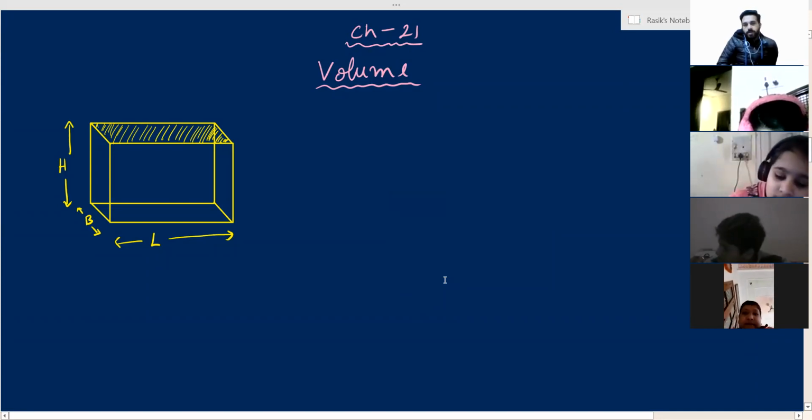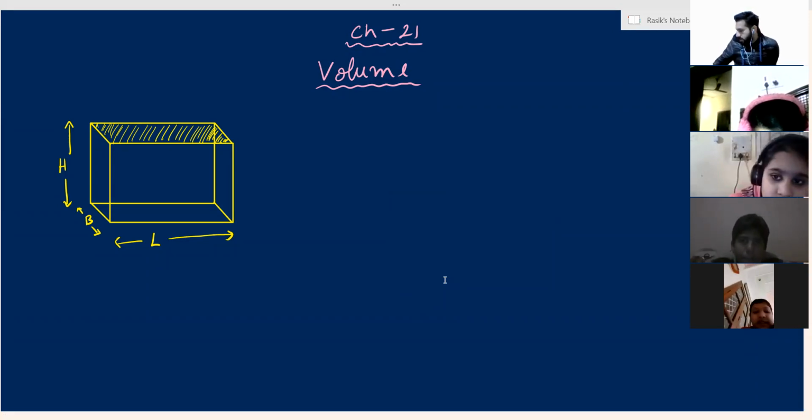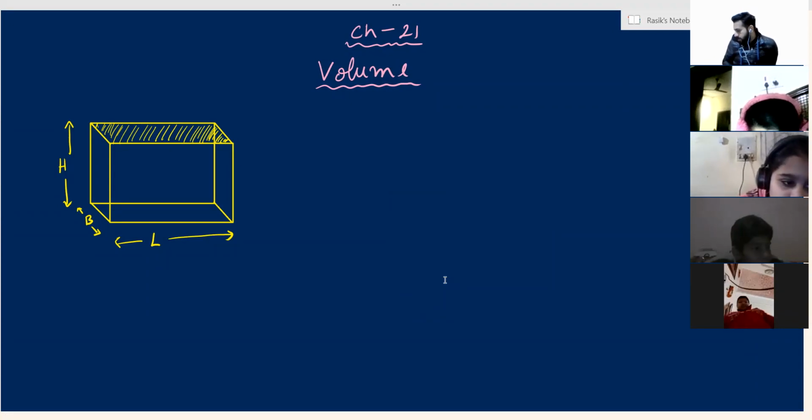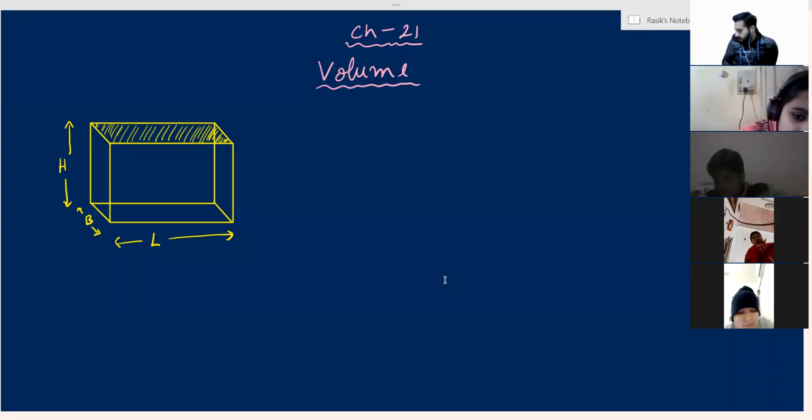So this is a cuboid which has three dimensions: length, breadth, and height. Can you all draw it in your copy, everyone? Can you draw a cuboid in your copy? Sir, in a rough copy or fair copy? Fair copy, fair copy.